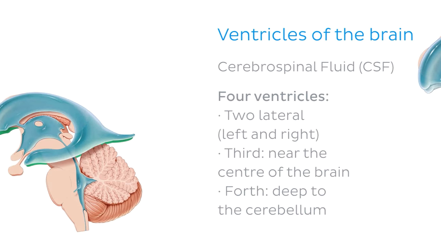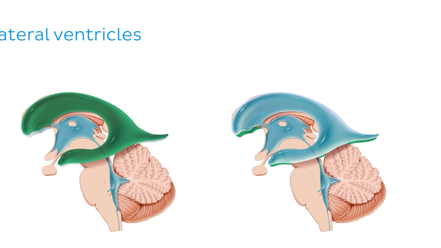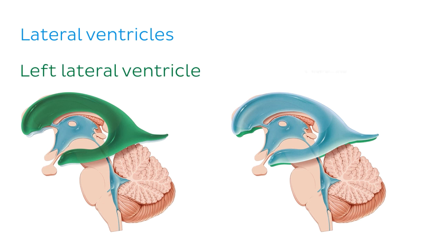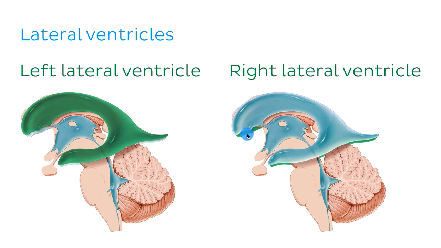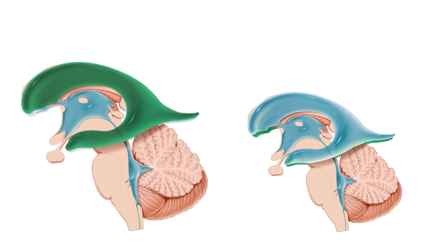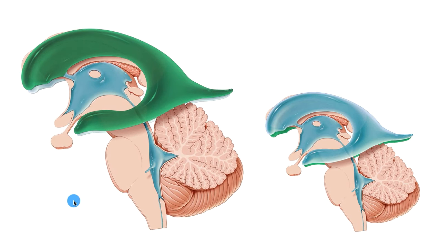So let's begin with the two largest ventricles, which are the lateral ventricles. There is a lateral ventricle in each hemisphere of the brain, and therefore there's a left lateral ventricle and a right lateral ventricle, each found in the respective side of the brain. Here we can see the right lateral ventricle hiding behind the left lateral ventricle as we're viewing these structures from the left-hand side. So now let's have a closer look at these ventricles.